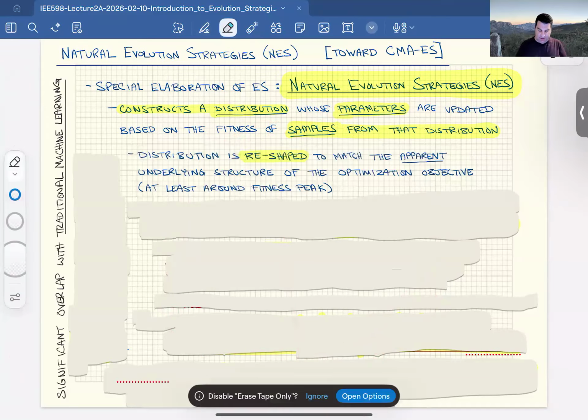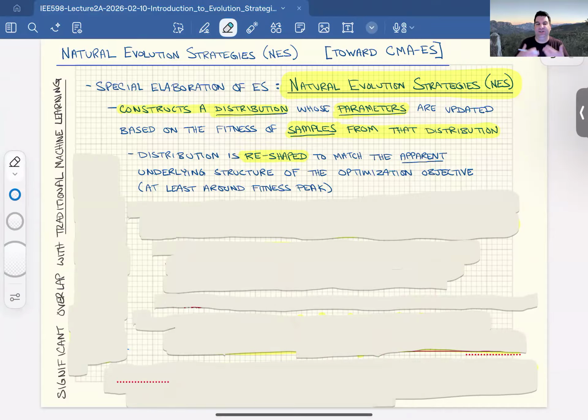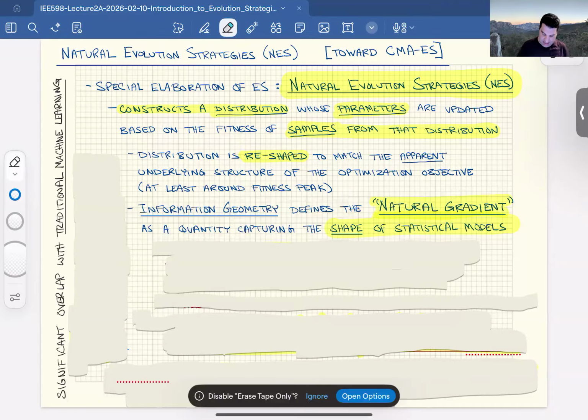So let's see that. The idea here is the distribution you choose, which is a little bit like a Bayesian prior, is reshaped to match the apparent underlying structure of the optimization objective as you sample from that prior distribution. So you sample it, you see what information you got back from that. From that, you try to update that prior to be reflective of the information that you received from those samples. So you're updating these expectations to minimize surprise over time. That's the idea here.